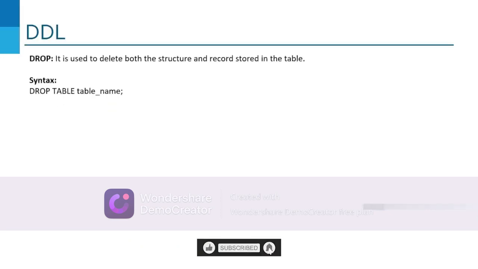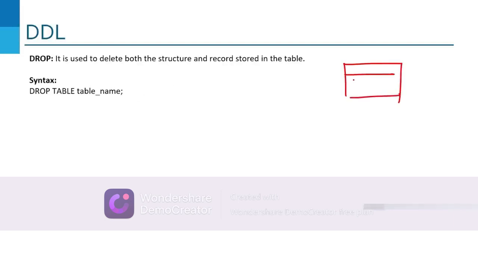Let's move to the next one, which is drop. Now understand what drop does. It is used to delete both the structure and the records stored in the table. That means if you've designed a table, there will be a structure, right?